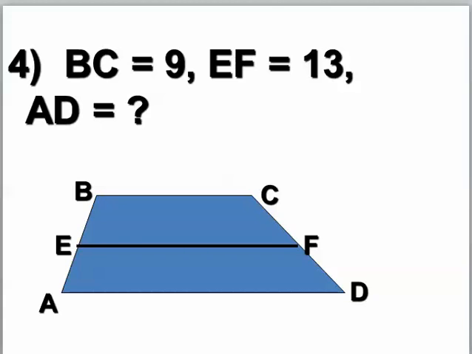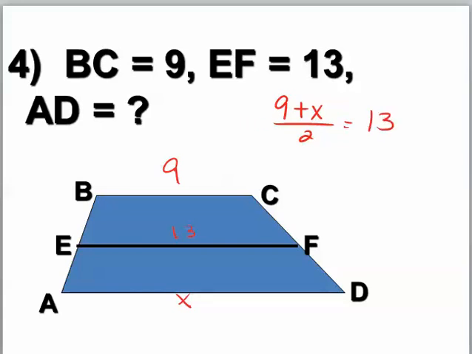Now, as we work through these problems, we're going to change what you do and don't know and what it is that you're looking for. So for this problem, we have the length of BC is 9, the length of EF is 13, and I do not know the length of AD, so I'm going to call that X. So if I plug into my formula, if I add the sum of the bases, so 9 plus X divided by 2 equals 13. So we're going to solve this.